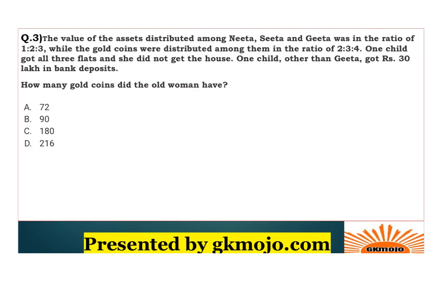So let us have a look at this question now. What they have done is they have changed the condition now. Initially they had told us that the assets would be distributed in equal amounts. Now they have given a different distribution. So let us read.